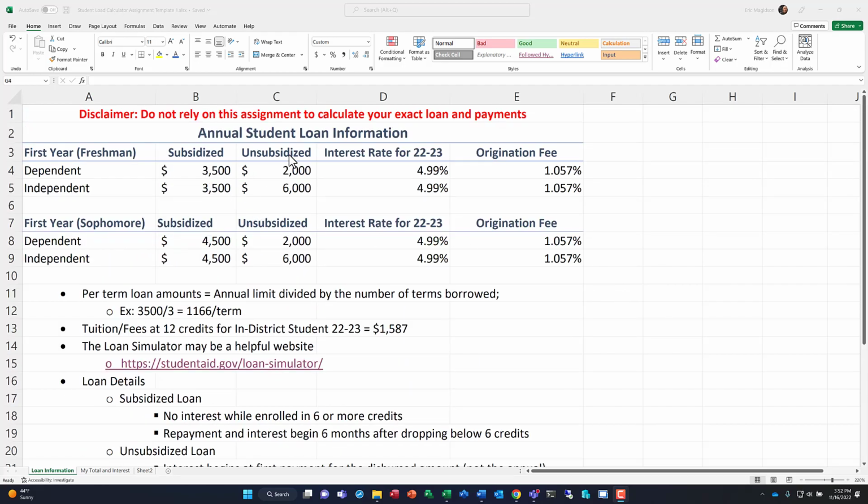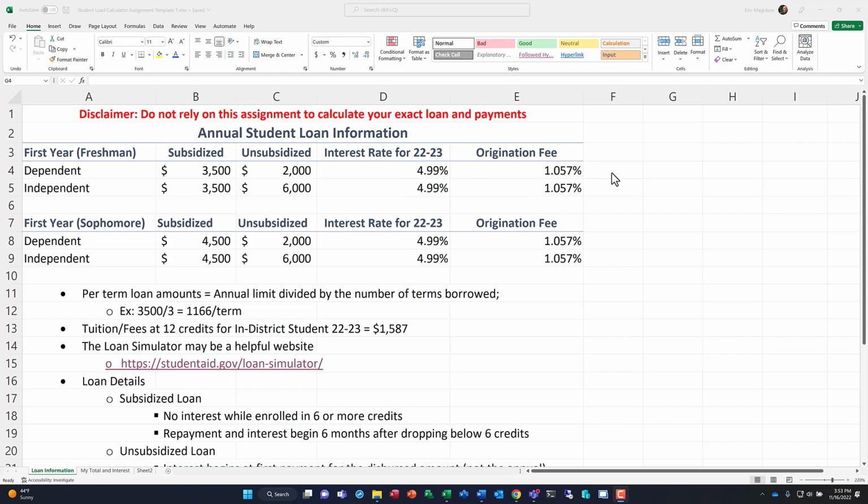But unsubsidized loans, interest actually starts to accrue the day we take out the money, for lack of a better term, okay? Now, you'll also see that there's amounts that can be borrowed if you're dependent, which means somebody helps support you, or independent, you're responsible for supporting yourself, okay? Now, when I did this assignment, 22-23, interest rates on student loans were 4.99%, okay? Annual percentage rate. That's the annual percentage for a year.